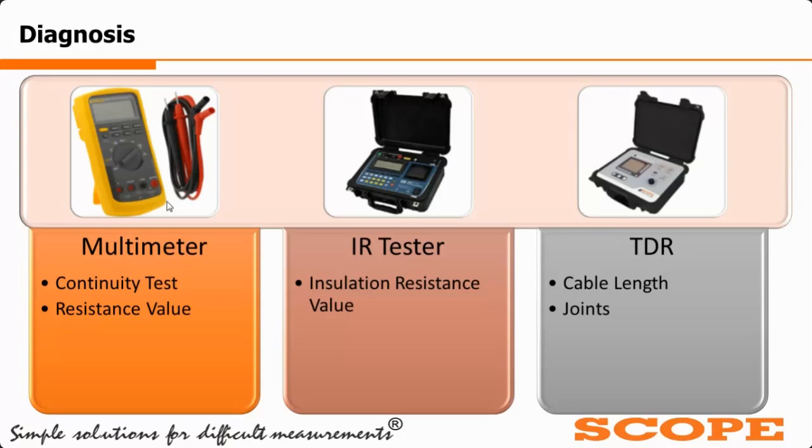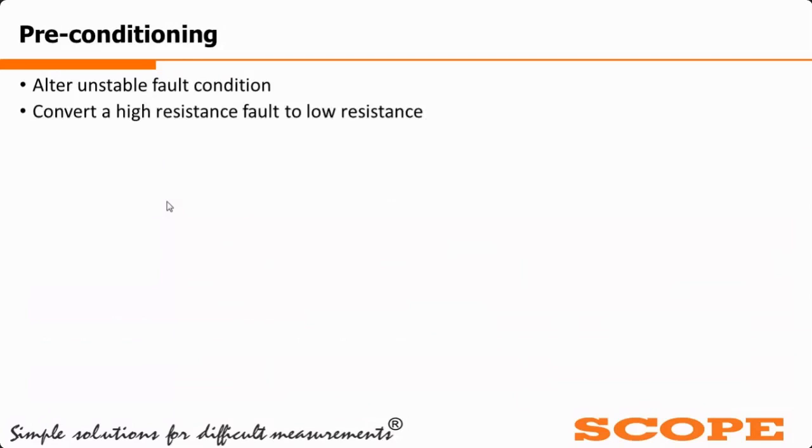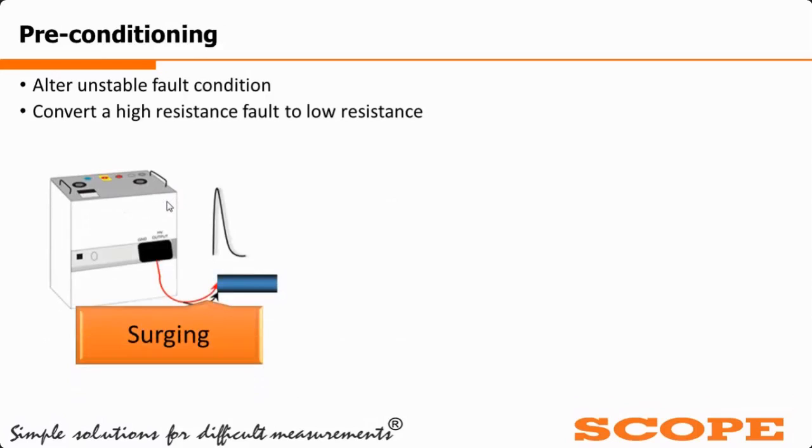After successful diagnosis, we have to go for preconditioning. In the diagnosis stage, if we find that the IR value is continuously fluctuating between any core to core or core to armor, then there is a presence of moisture in that core to core or core to armor. If this type of unstable condition occurs in the cable, we have to convert this type of fault into a stable condition by the application of surging.